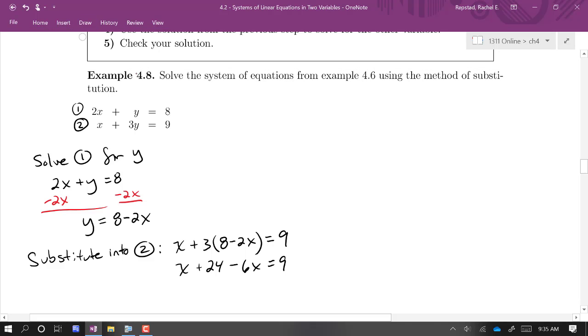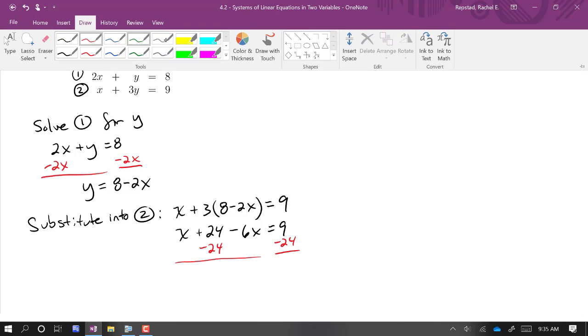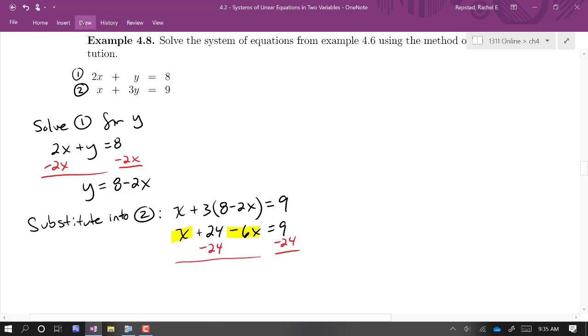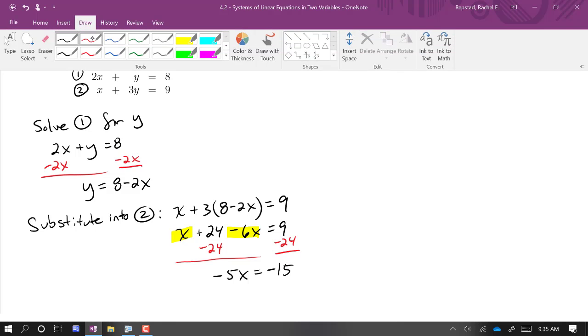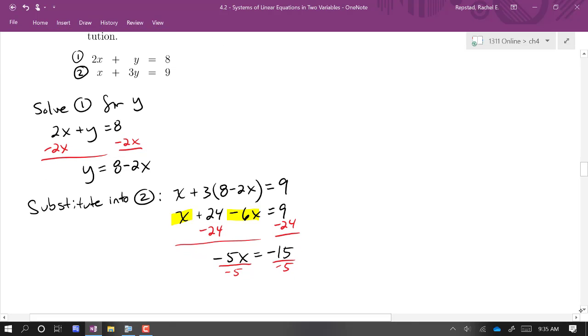I'm going to subtract 24 from both sides. And then on the left side, we have x minus 6x. That's a negative 5x equals 9 minus 24, which is negative 15. And now dividing both sides by negative 5 gives us x equals 3. So we know one of the values that we're looking for.